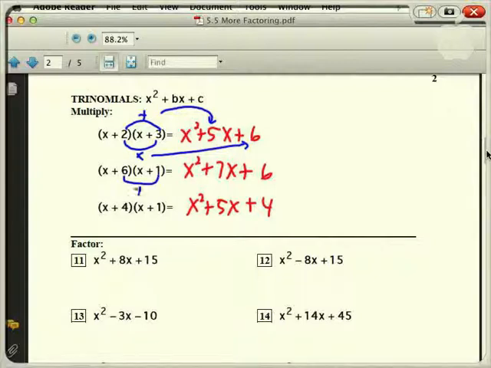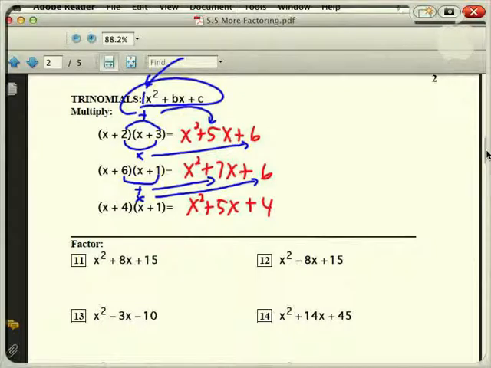If you add these numbers, you get 7. If you multiply them, you get 6. That works as long as the leading coefficient is 1. You've got to have that. Okay, so let's play that game down here.